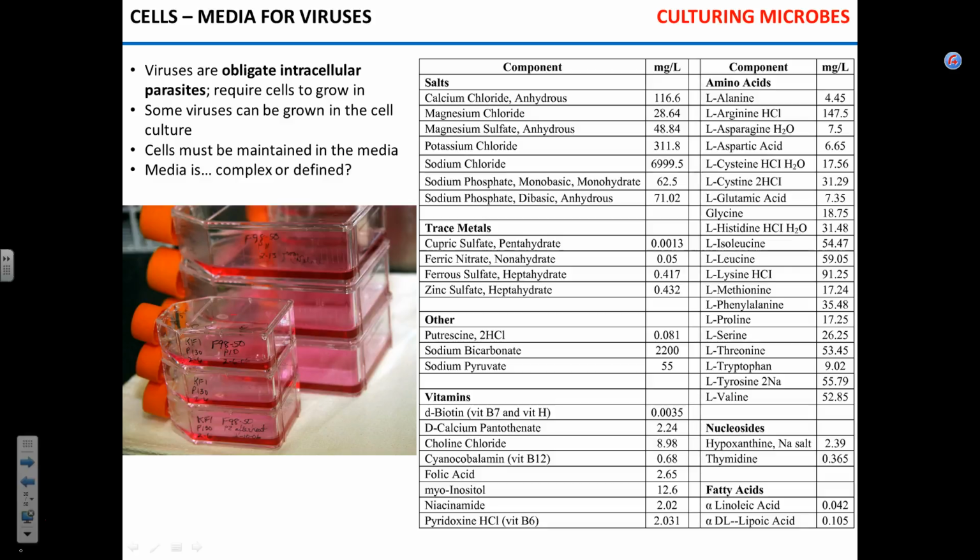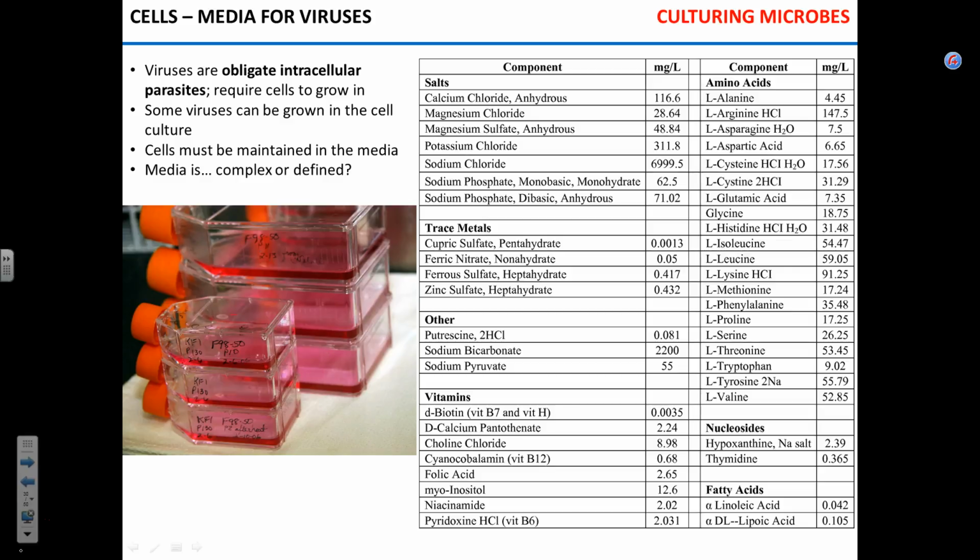What is the media for viruses? Yes. That's a very short answer. Cell is the media for viruses because they are obligate intracellular parasites. What does obligate mean? Yeah, must. Have to. They must have a cell. They cannot do anything outside of the cell. So we grow viruses in the cell.